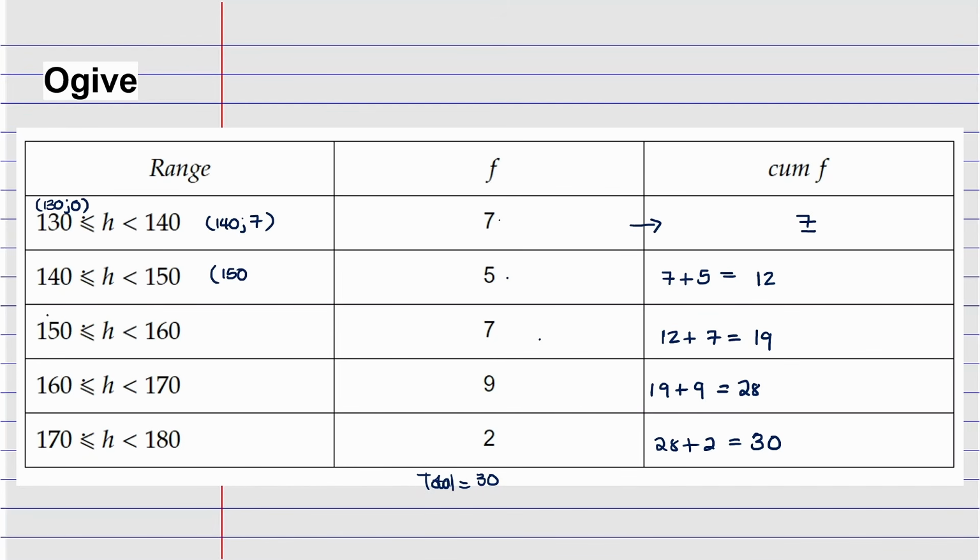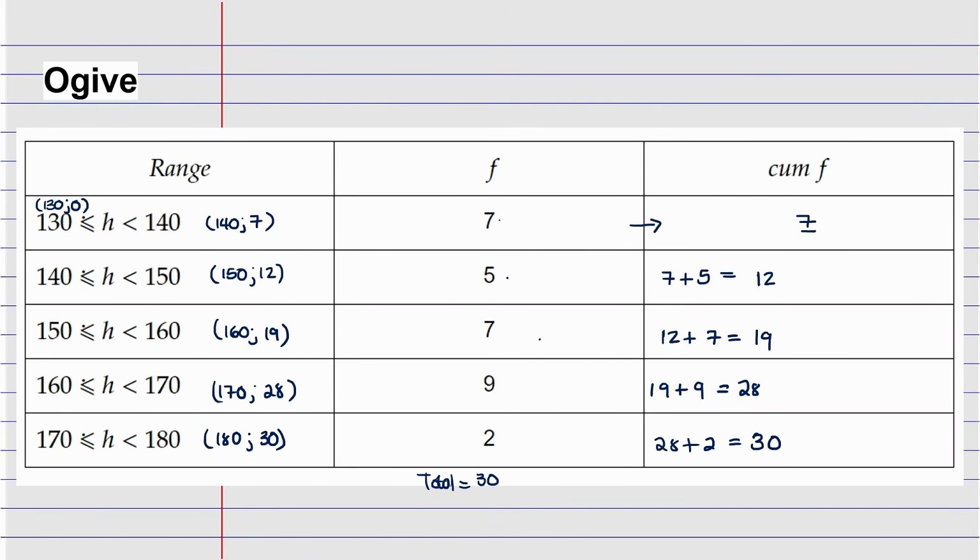So we no longer look at this side, we look at this side, right? So it's going to be 150 and 12. Right, then it's going to be 160 and 19. Then here it's going to be 170 and 28. And the last one is going to be 180 and 30. Right? So knowing that, we're going to go and sketch it.